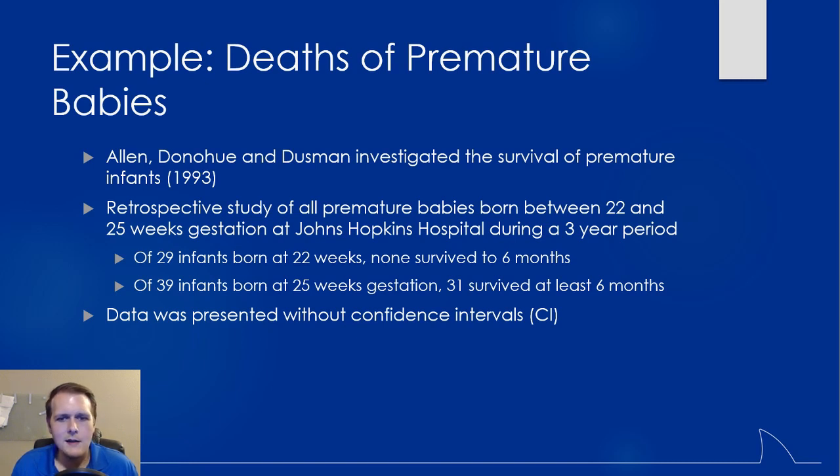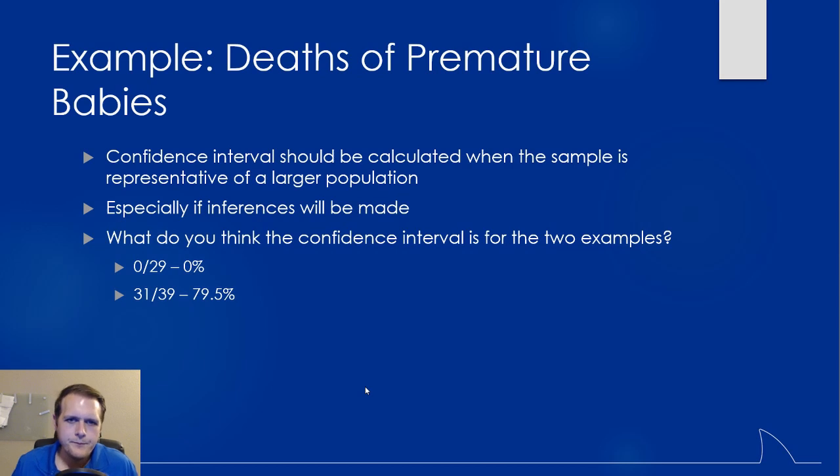And so basically the data was presented without any confidence intervals. And so you're going to find that it's kind of hard to draw a whole lot of conclusions from just the results unless you have some sort of confidence interval to compare these two together. And as we mentioned, a confidence interval should be calculated when the sample is representative of the larger population. So especially if we're trying to make inferences about that population, you need to have some sort of idea of how that's going to apply back to that larger population.